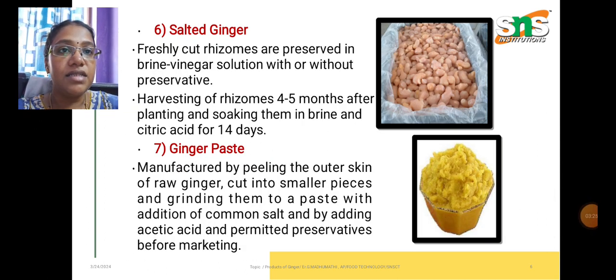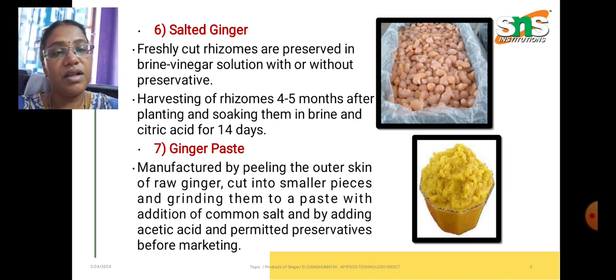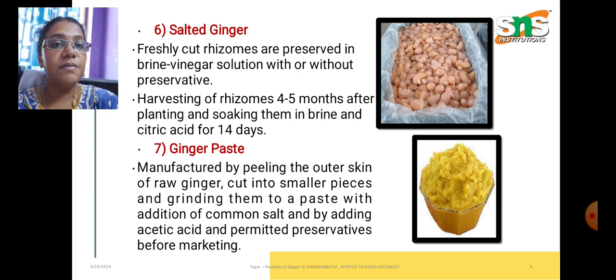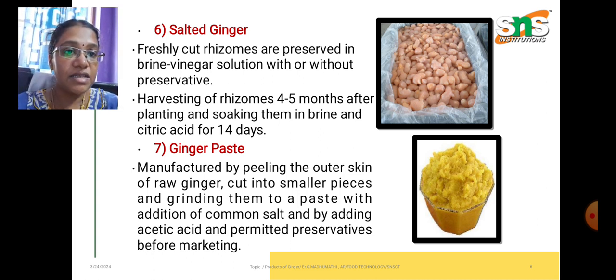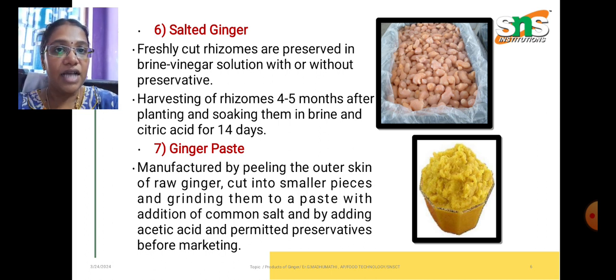And the sixth product is the salted ginger. Salted ginger is nothing but freshly cut rhizomes preserved in salt solution, with or without any addition of preservative. This is mainly soaked in brine and citric acid for nearly 14 days. The seventh product is the ginger paste. Ginger paste is mainly manufactured by peeling the outer skin of raw ginger, cutting it into smaller pieces, and then grinding them to a paste with the addition of some common salt, acetic acid and permitted preservatives before marketing it as ginger paste.